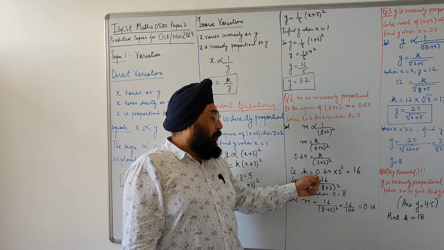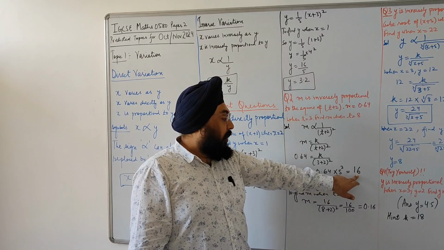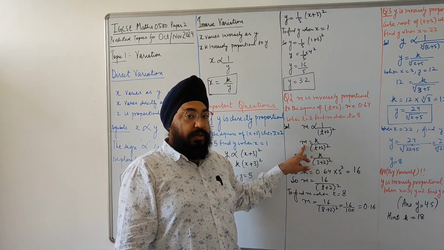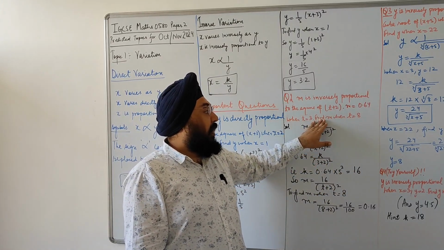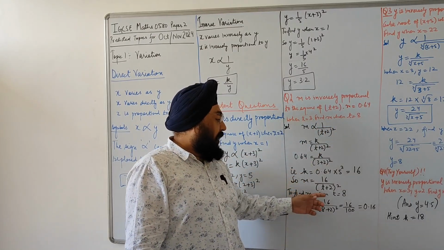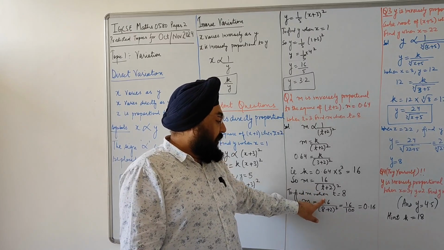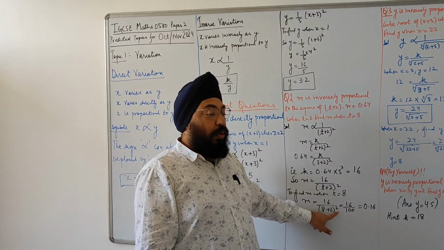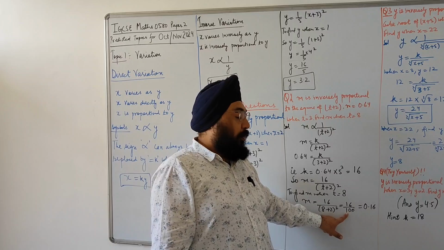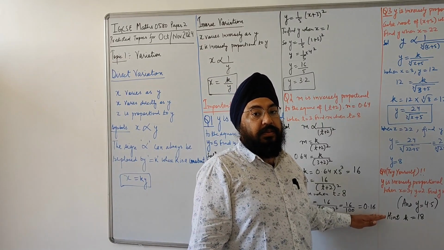We get m is equal to 16 upon (t plus 2) whole square by substituting this value of k in this equation. Now we need to find m when t is equal to 8. We will be substituting value of t as 8 in this equation. We get m is equal to 16 upon (8 plus 2) whole square, which is equal to 16 upon 100. 0.16 will be our final answer.